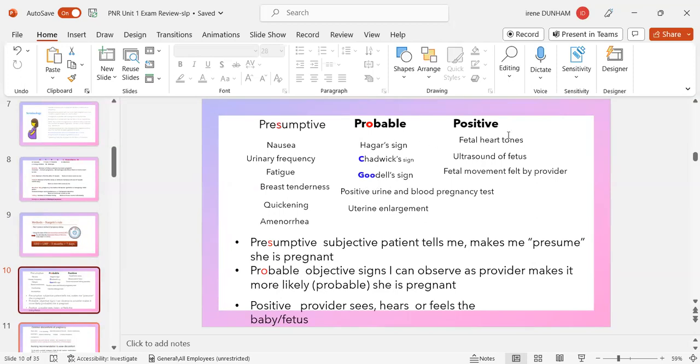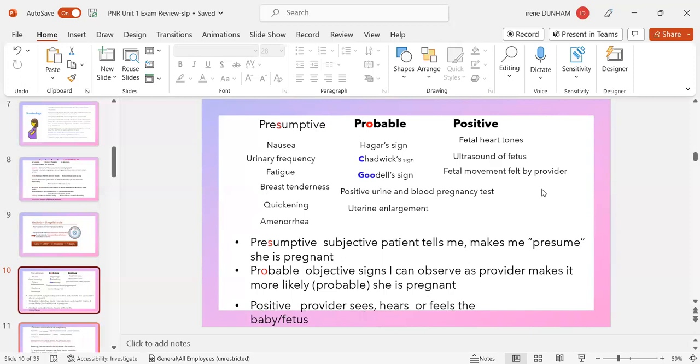And then positive. All right. Now these are pretty positive. You hear fetal heart tones. Bum, bum, bum, bum, bum, bum, bum, bum. You have an ultrasound, and there's the fetus lying really nicely inside that uterus. And if the provider can feel fetal movement by palpating the uterus, you're pregnant. So again, positive: the provider sees and hears and feels the baby or fetus. Okay. Any questions on these?